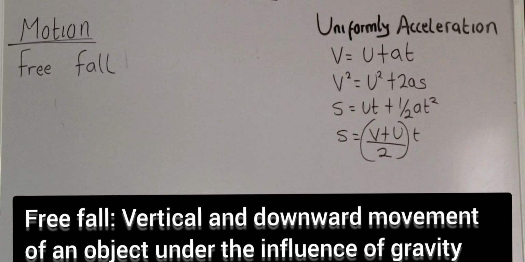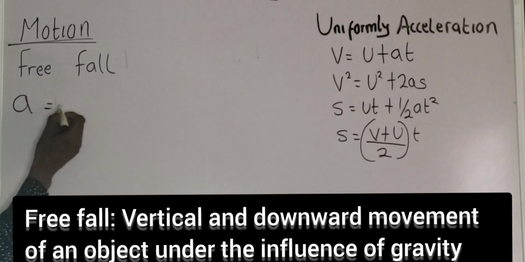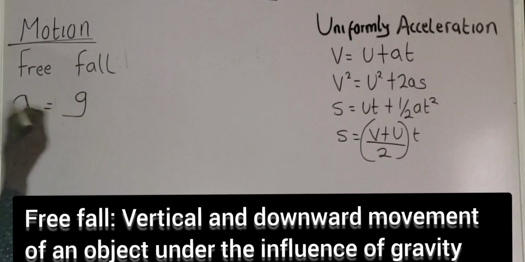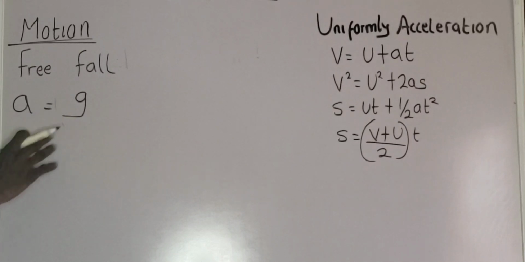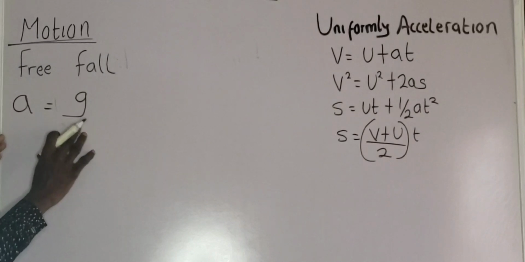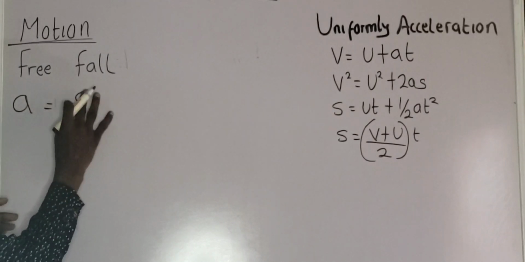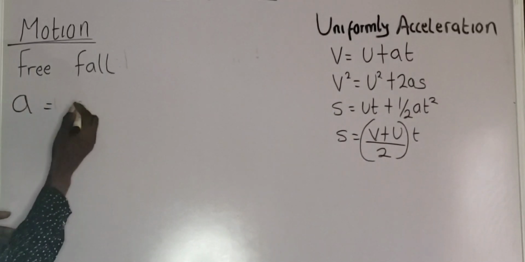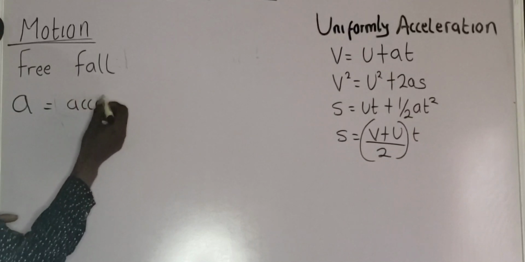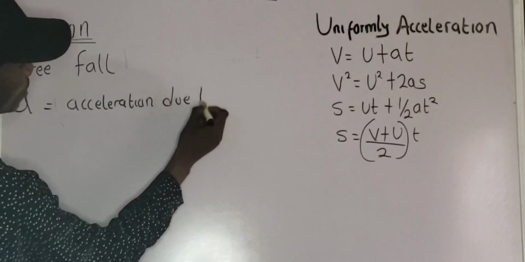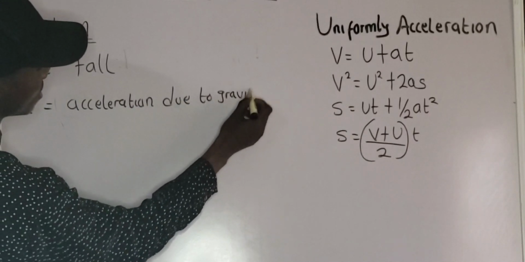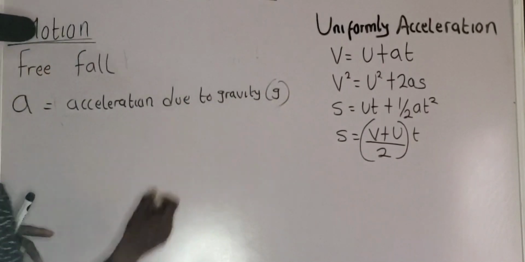Now, in free fall, the acceleration is equal to acceleration due to gravity. The acceleration due to gravity is represented using a symbol that looks like g. You understand? In physics, we represent it as g, acceleration due to gravity. That is g. Do you understand?